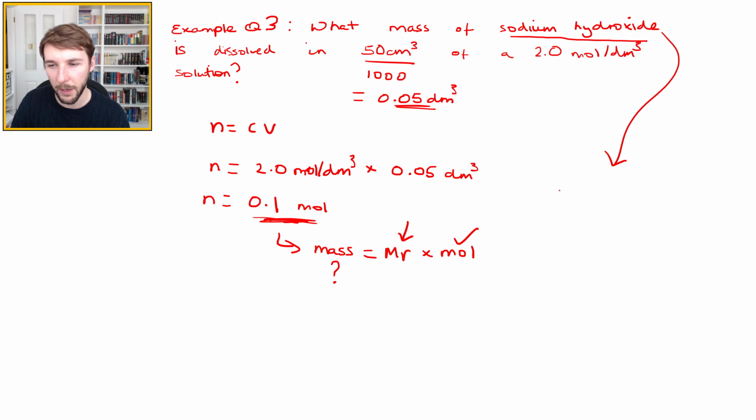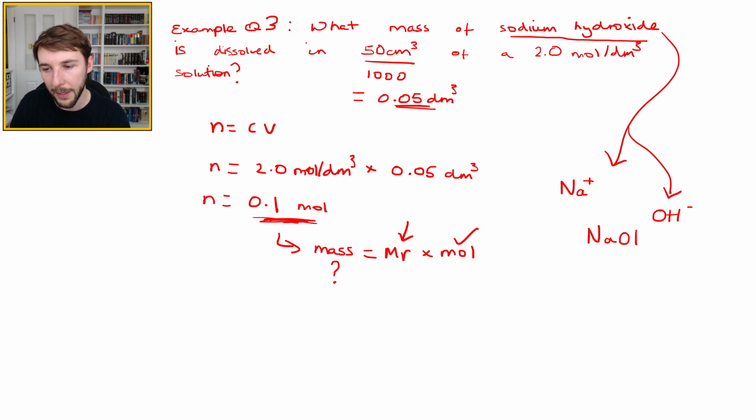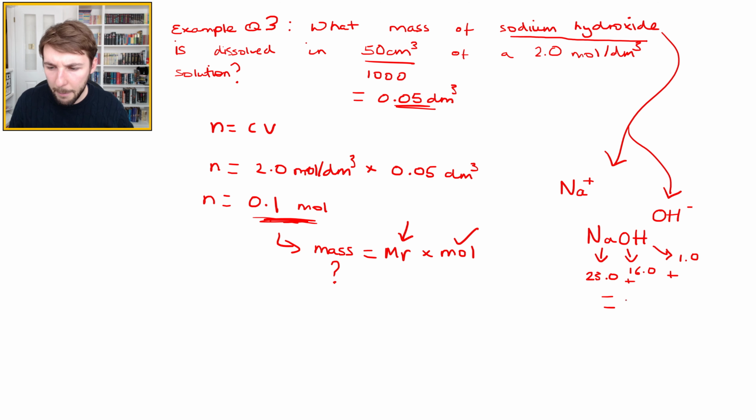Well, sodium hydroxide, sodium's in group 1, so it forms an Na+ ion. Hydroxide is a compound ion, remember you need to learn those, which is OH-. Well, that's got a plus 1 charge, hydroxide's got a minus 1 charge, so therefore the formula of sodium hydroxide is just plain old NaOH. Sodium has an Ar, or relative atomic mass, of 23.0, oxygen is 16.0, and hydrogen is 1.0, so we're going to add those all up to get the Mr. And that gives me an Mr of 40 grams per mole.